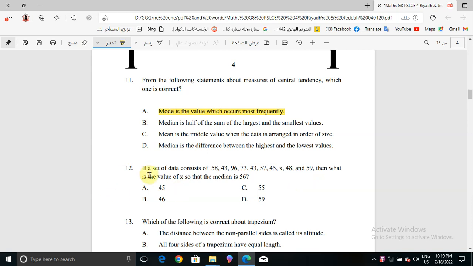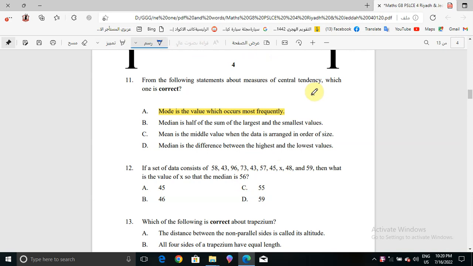Okay, now question number 12. If a set of data consists of 58, 43, 96, 73, 43, 57, 45, x, 48, and 59, then what is the value of x so that the median is 56? First of all, you will arrange these numbers in ascending or descending order, whatever you want. But in place of 56, you will write x. Then add it and cross-multiply with 56. Then you will find the answer.